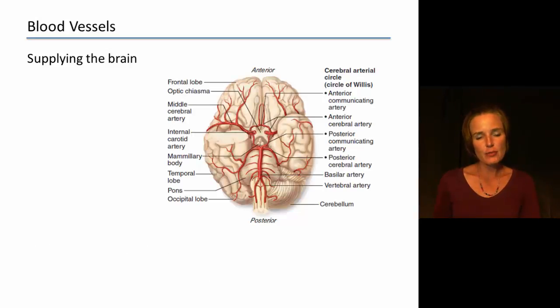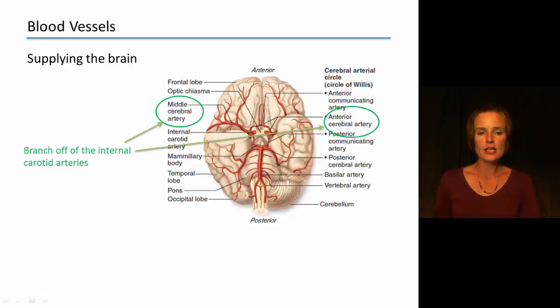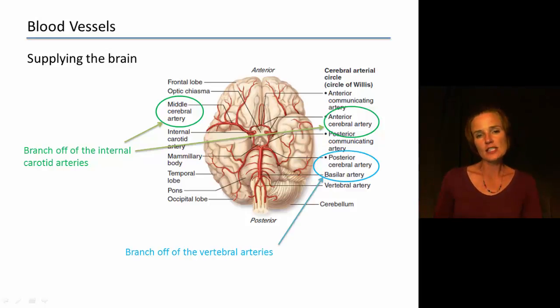If we look at this picture of the brain, you can see that we do have a number of arteries that are really running throughout the brain. Now, with this, we do have some arteries that branch off of the internal carotid arteries, and that's the middle cerebral artery and the anterior cerebral artery. And then we also have some that specifically branch off of the vertebral arteries. And this is going to be the posterior cerebral artery and then also the basilar artery.